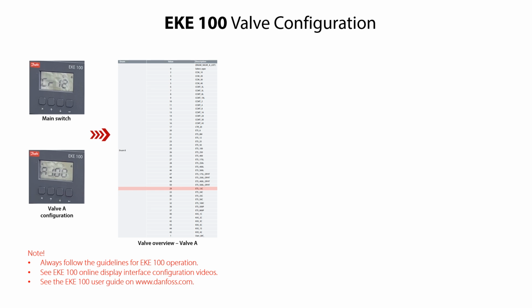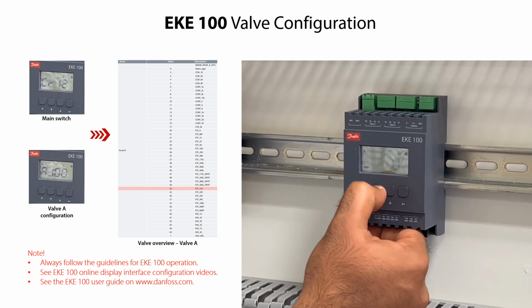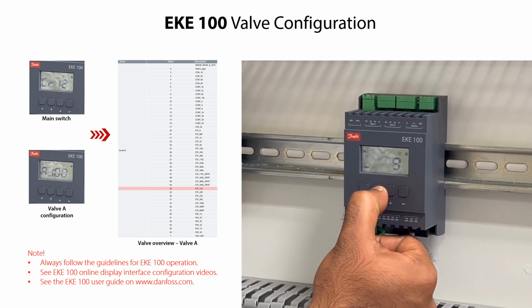Please refer to the EKE 100 user guide for details about how to read the display, understand the navigation structure, and understand the parameter abbreviations. Selecting the ETS12C stepper motor valve as part of the EKE 100 valve configuration is shown in the following sequence.